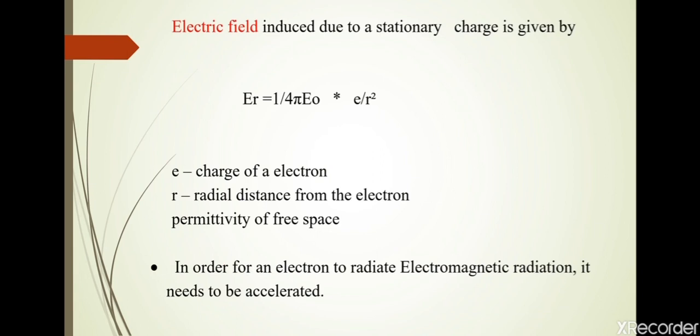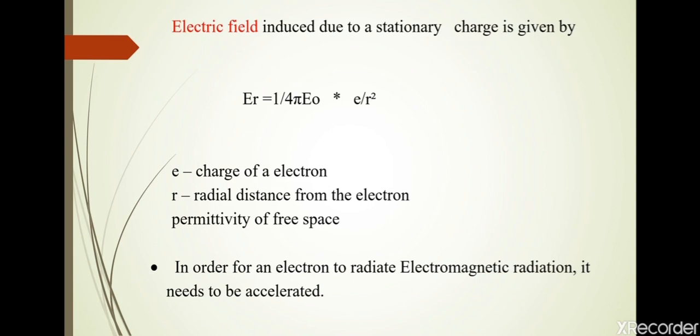The electric field induced due to the stationary charge is given by ER equal to 1 by 4 pi epsilon 0 into e by r square, where ER is the radial component of the electric field and 1 by 4 pi epsilon 0 is the proportionality constant, e is the charge of electron, r is the radial distance from the electron, epsilon 0 is the permittivity of free space. From the equation, a few points were studied.